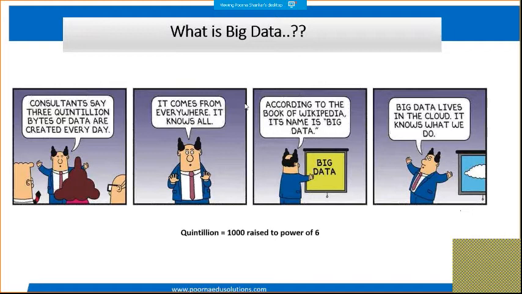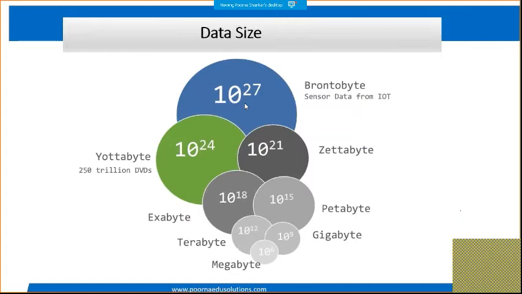Some people feel that big data lives in the cloud. It knows what we do. Normally we are familiar with bits and bytes. 1024 kilobytes make 1 megabyte, 1024 megabytes make a gigabyte, and 1024 gigabytes make 1 terabyte. A terabyte is 10 power 12. If it is 10 power 15, it is a petabyte.